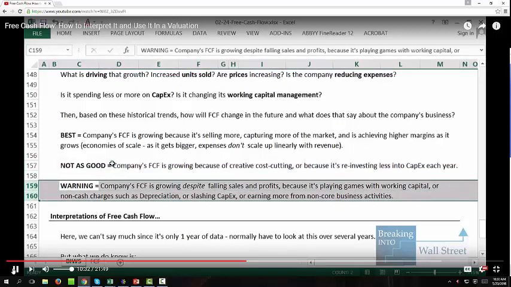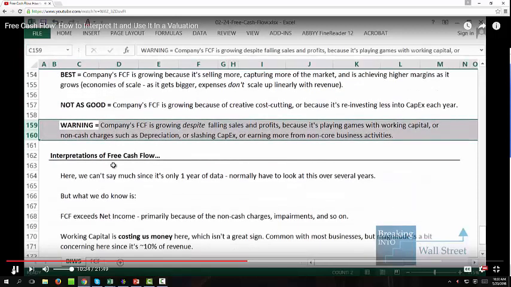And then real warning signs are if a company's free cash flow is growing even when sales or profits are falling, or maybe it's playing games with working capital, maybe it's playing games with non-cash charges and how it recognizes depreciation, or it's slashing Capex, or it's earning more from its non-core business activities, and that's what you really want to look at. If revenue and net income and free cash flow are not all moving in the same direction, that's usually a sign that something unusual is going on, or maybe something negative is going on. So that's when you really have to dig into this in more detail.